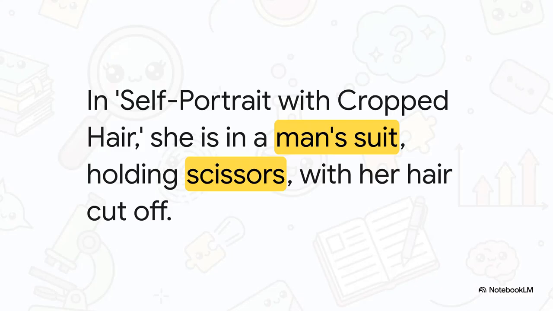Next up, we get steps 1 and 2 together, the lead-in and the evidence. The writer gives us context, the name of the painting, and then describes the specific evidence. Kahlo's sitting there in a man's suit, she's holding scissors, and her long hair is all cut off and scattered around her. You can really picture it, right? The visual is crystal clear.